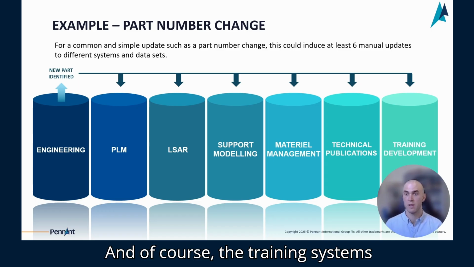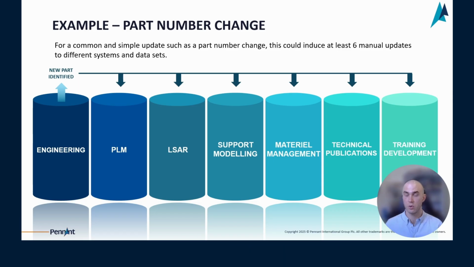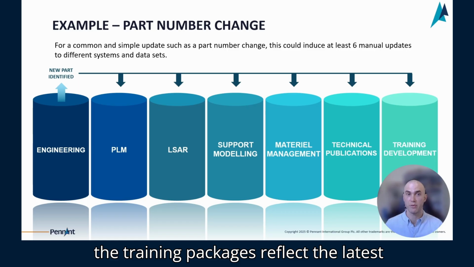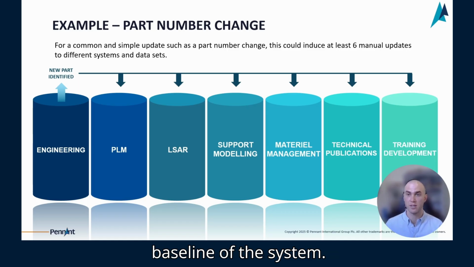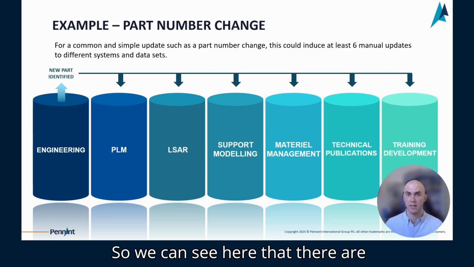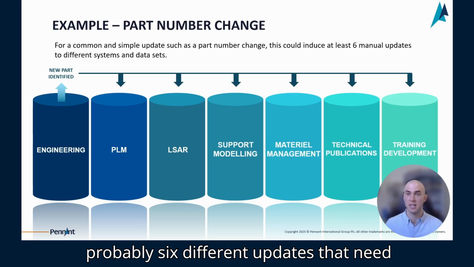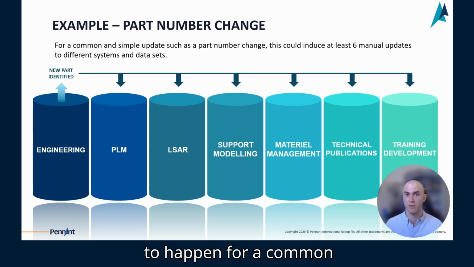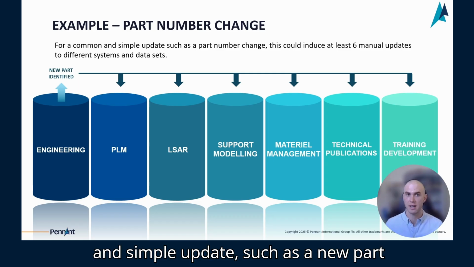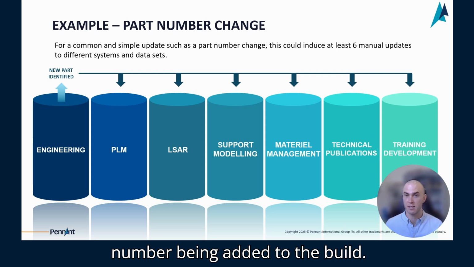And of course, the training systems also need to be updated, so the training packages reflect the latest baseline of the system. So we can see here that there are probably 6 different updates that need to happen for a common and simple update such as a new part number being added to the build.